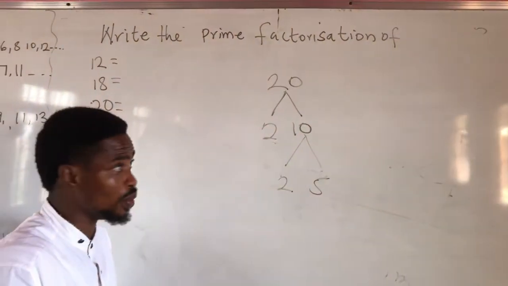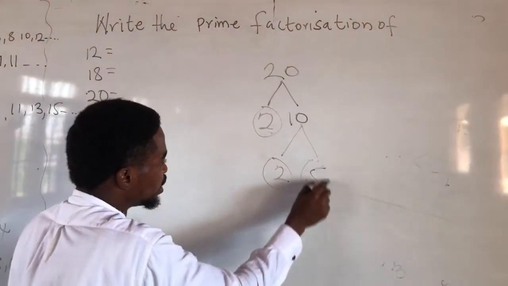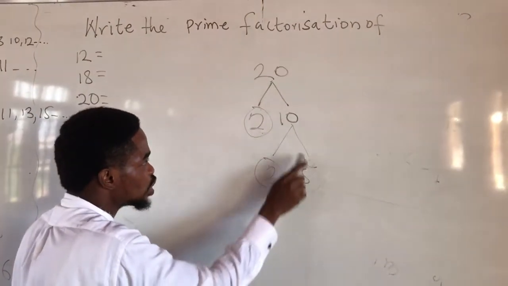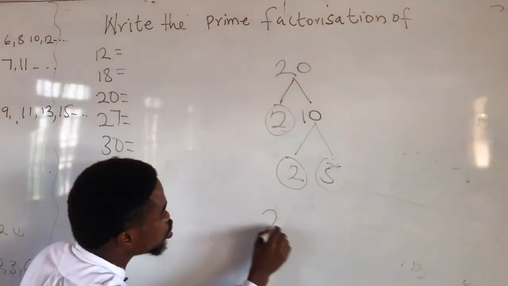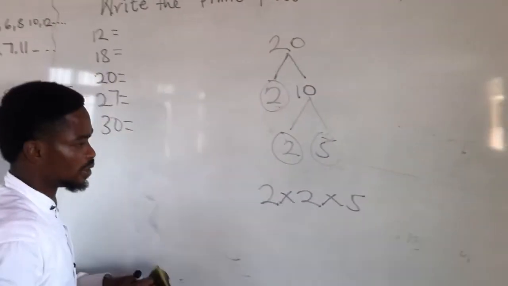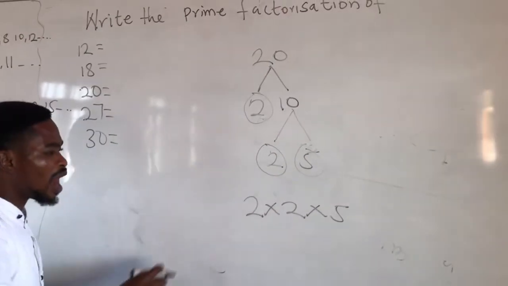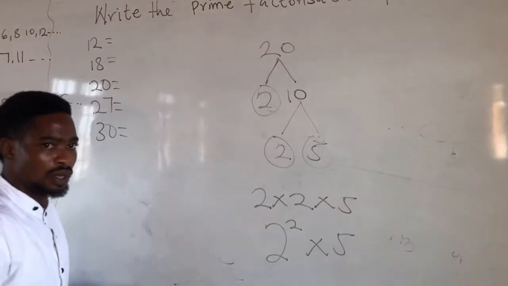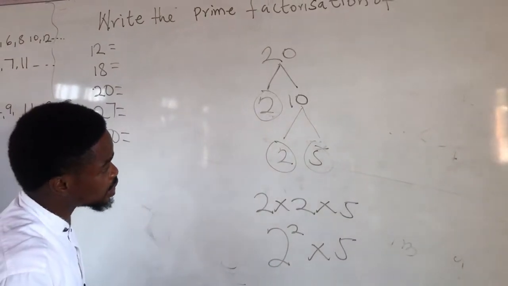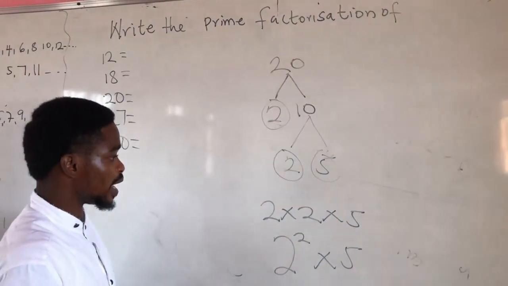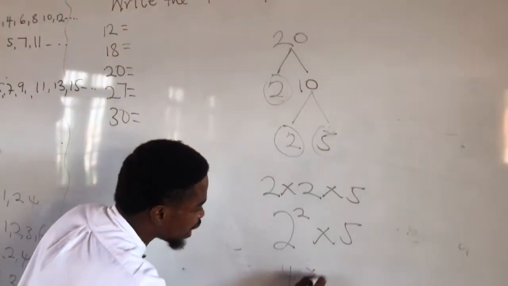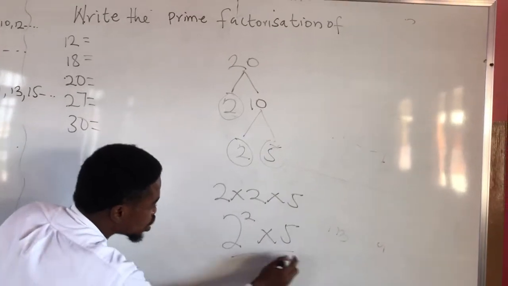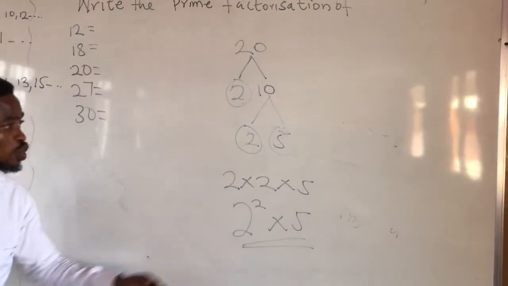Then you already know what we are doing here. We are going to circle this one, this, and this. Always remember that the product of 10 is 2 and 5, so 10 is out. So we write 2 times 2 times 5. 2 occurs how many times? Twice, so we write it as 2 raised to the power 2 times 5. 2 times 2 will give us 4, and 4 times 5 will give us 20. But in prime factorization, we stop here. This is how we do prime factorization.